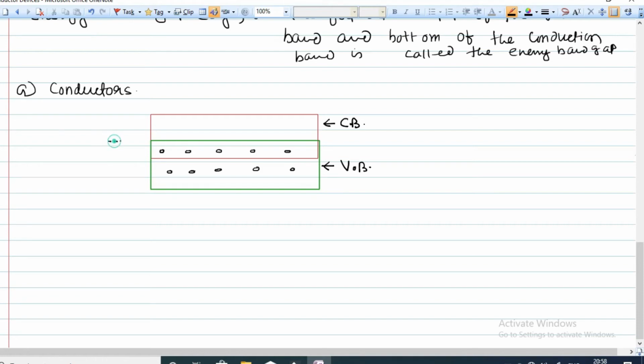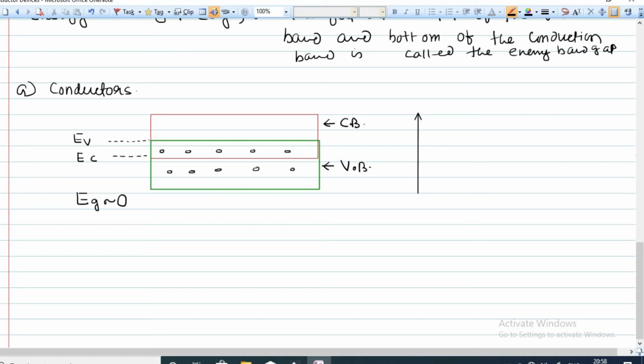The top of the valence band, suppose I am writing EV, and this is the bottom of the conduction band, EC. Both are overlapping, you can clearly see that. So the energy gap between these two bands, EG, is equal to 0. There is no energy gap between the conduction band and valence band. When we are moving from valence band to conduction band, the energy is increasing.